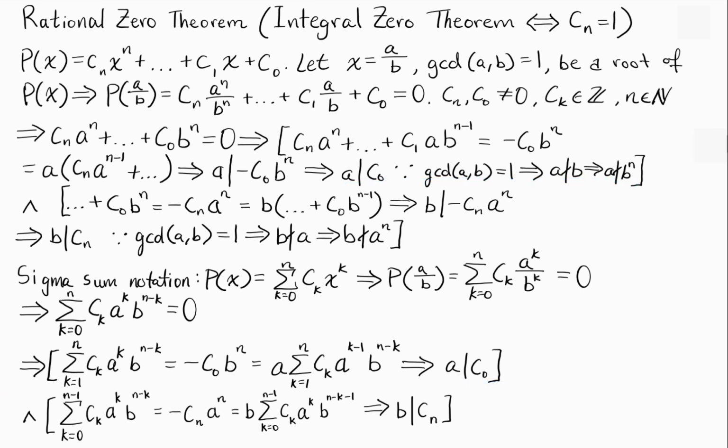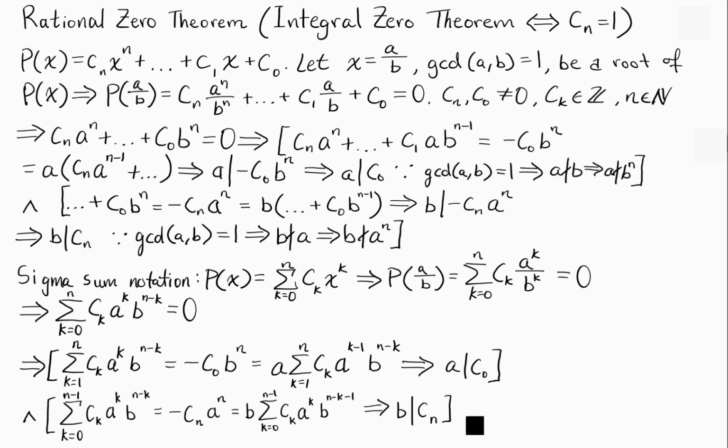And the second implication is that I will take the term when k equals n. So then the sigma will go from k equals 0 to n minus 1. The term when k equals n, I'll move it to the other side to get this. Now from this expression, I'll factor out a b. So I get b times this right over here. Okay, and again, based on what I mentioned earlier regarding this, we have that b divides into cn, and this completes the proof.